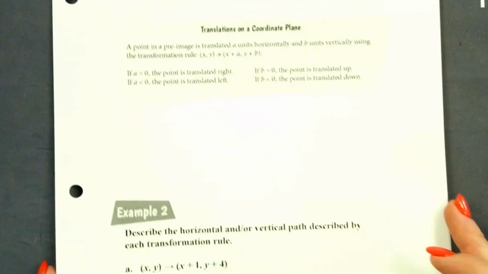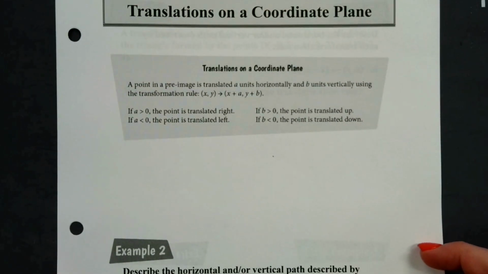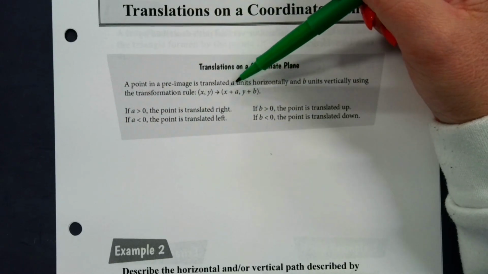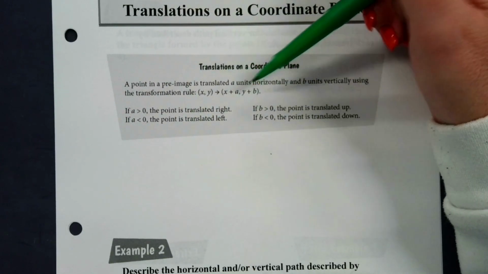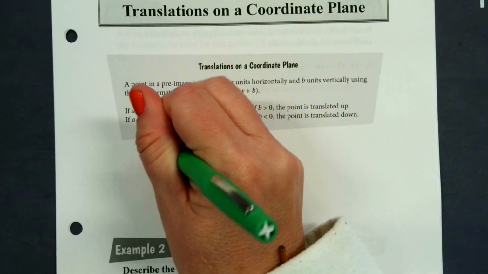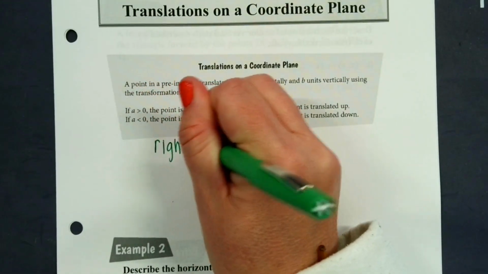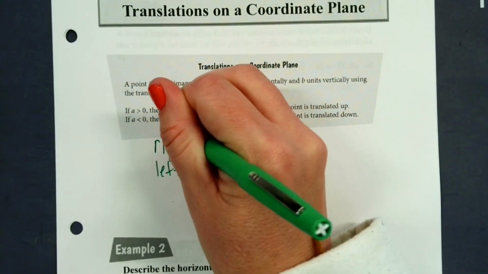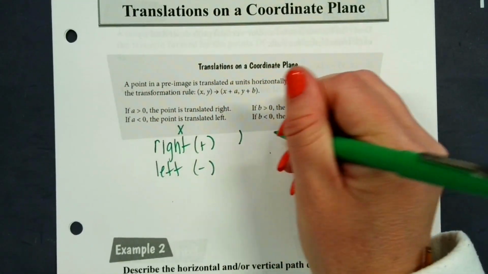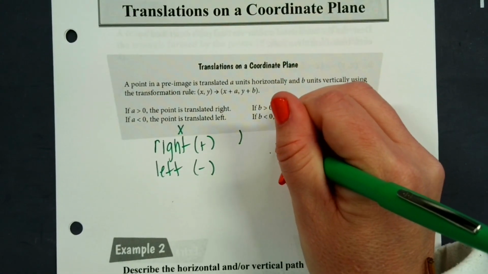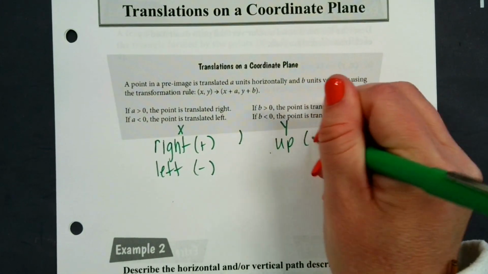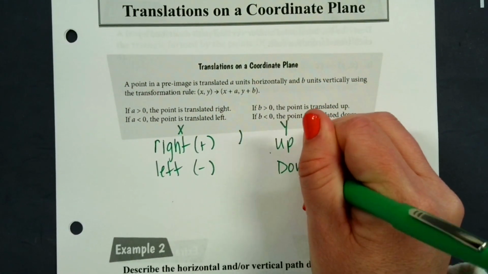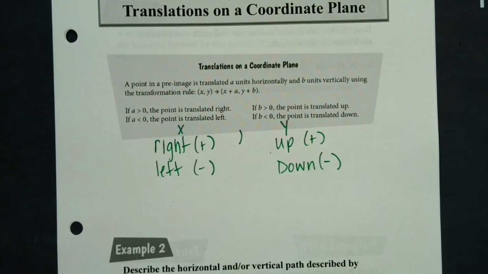All right, let's go ahead and go to the next page. This is just telling us the rules, just what we figured out. If it's right, it's adding. If it's left, it's subtracting. This is your x values. Your y values, if it goes up, you're adding. If it goes down, you're subtracting. I would make sure I have that written down.